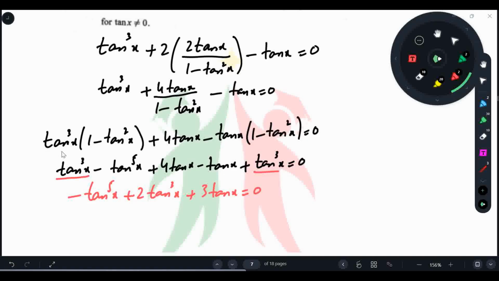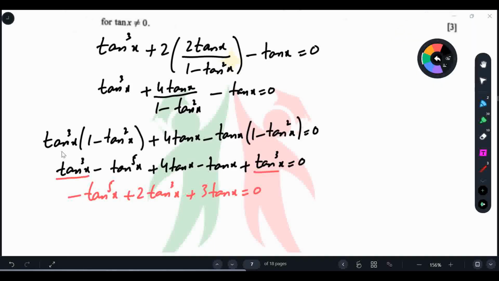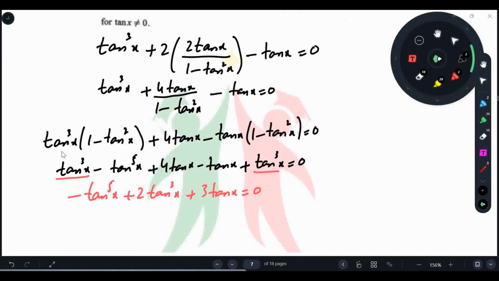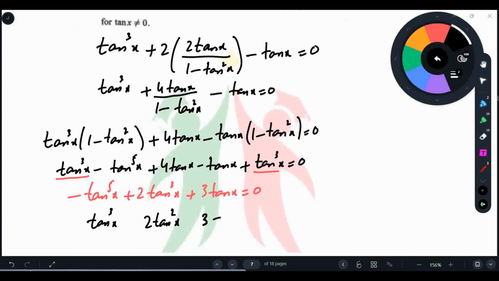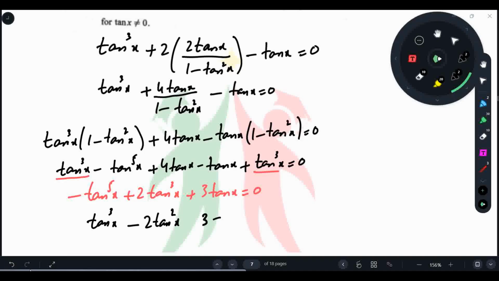Now if we divide tan of x on both sides, this will be now negative tan of x on both sides. This will be now tan cube of x plus 2 tan square of x plus 3, not plus 3, minus 3 is equal to 0, because we have to change the signs because we are dividing it with the negative number. So be very careful about this thing. So this should be minus 2 and minus 3 will be equal to 0.